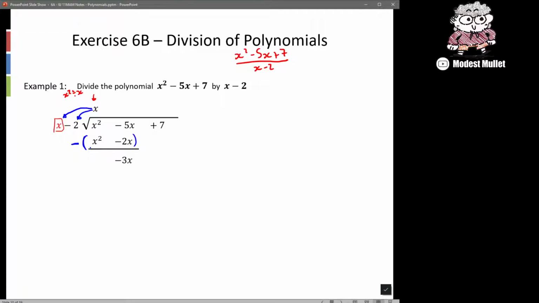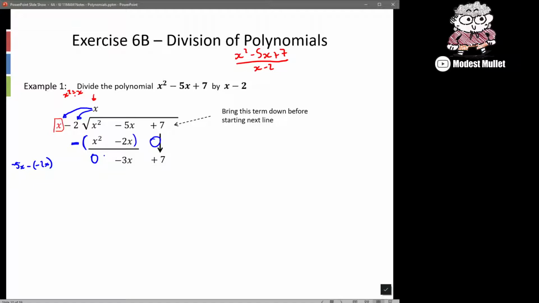So x squared take away x squared is 0. Negative 5x take away negative 2x is negative 3x. So just to be clear, that's negative 5x take away negative 2x, which is negative 3x. And then since there's nothing here, it's effectively a 0, so it's 7 take away 0, so we can bring that 7 down. And we get to there.